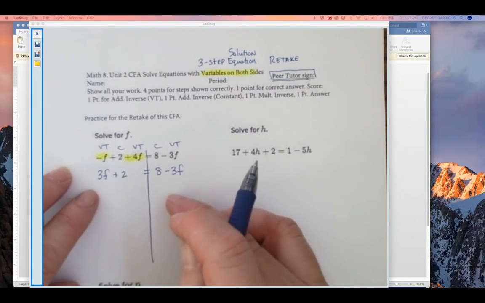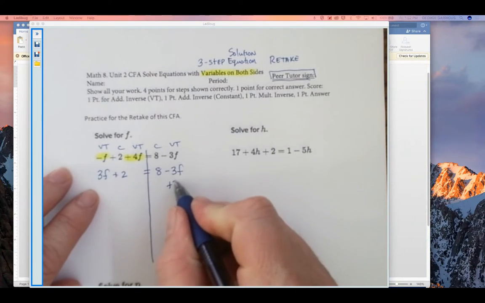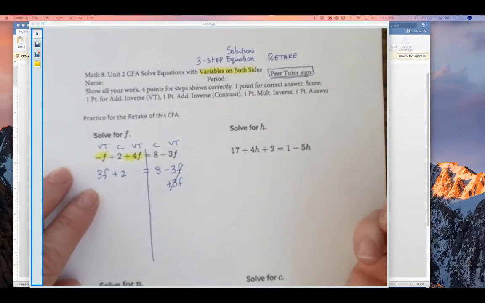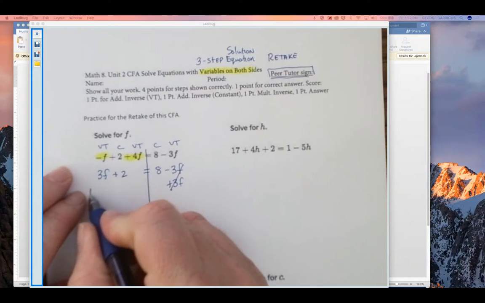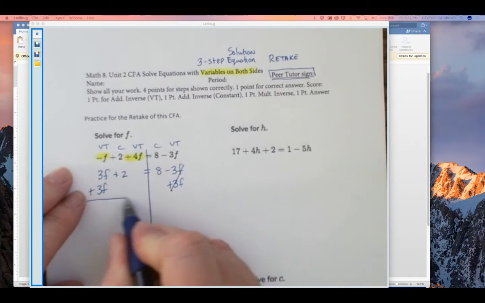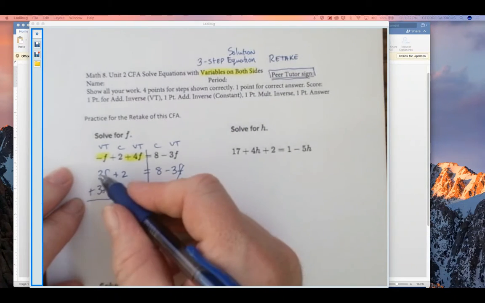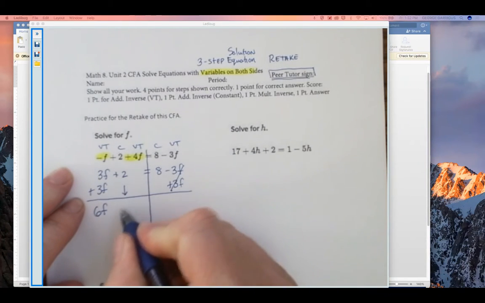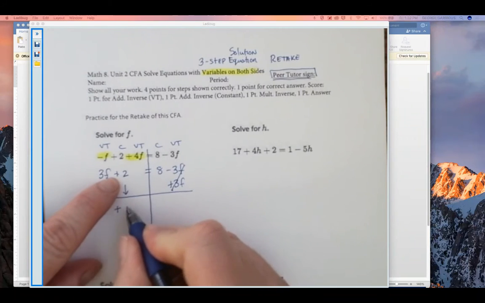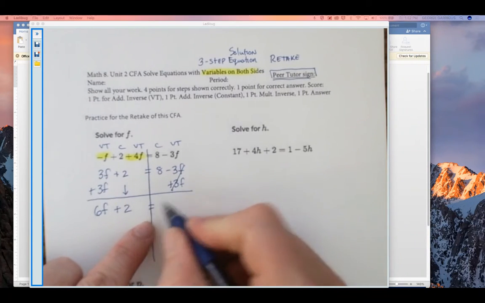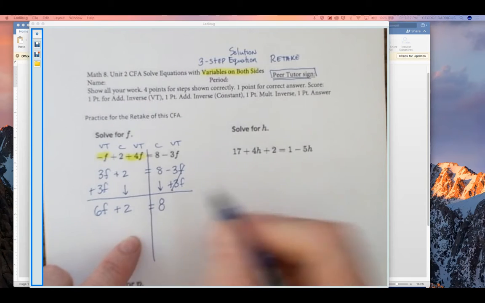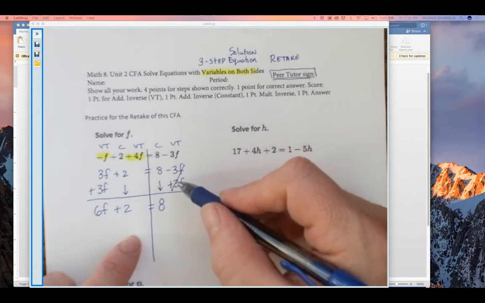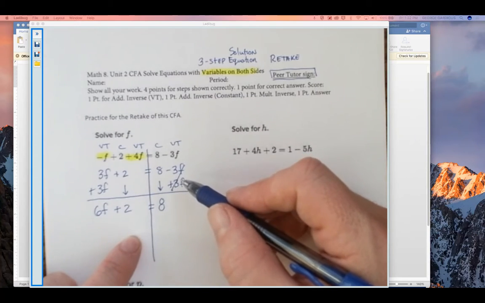I apply a little bit of strategy. If I want it to stay positive, I'm going to add 3f to both sides because negative 3f plus 3f is 0. Slash it out. Add 3f to the left. This is an addition line. 3f plus 3f is 6f. Bringing everything down, including the sign. Plus 2, the equal sign, the 8. Again, negative 3 plus 3, I end up with 0.